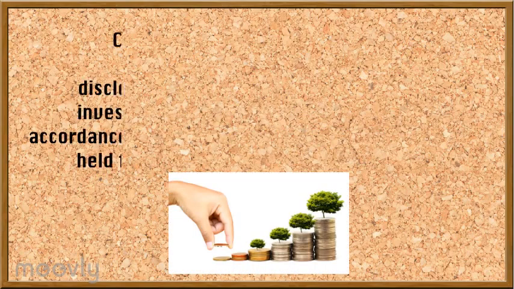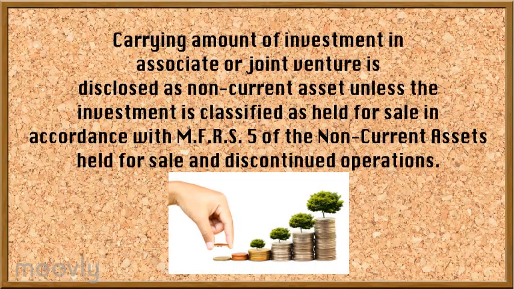The carrying amount of investment in associate or joint venture is disclosed as non-current assets unless the investment is classified as held for sale, in accordance with MFRS 5 on non-current assets held for sale and discontinued operations.